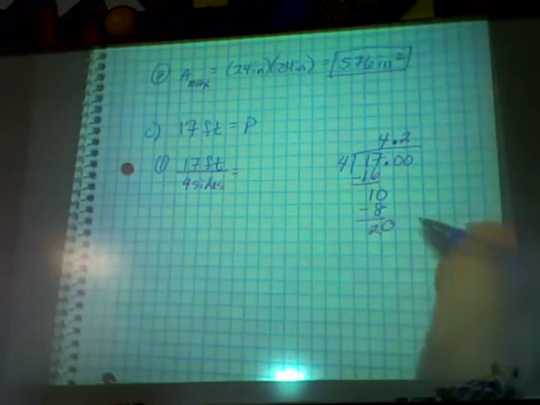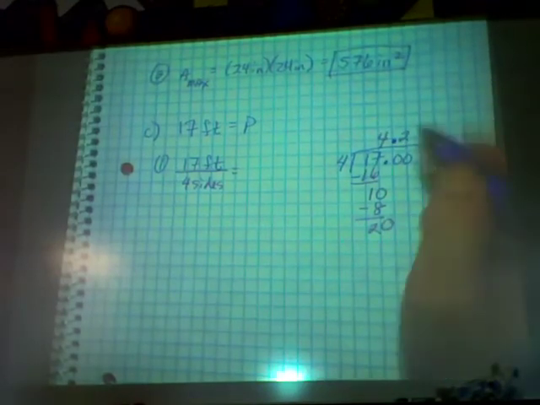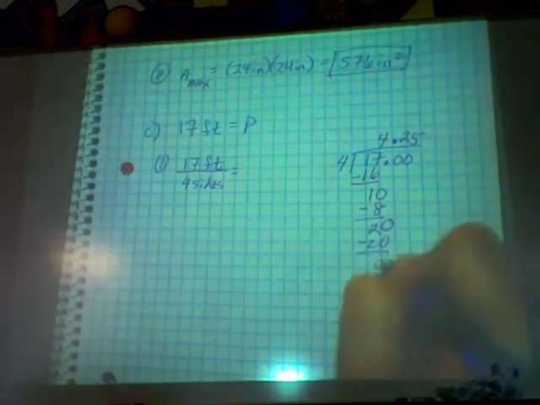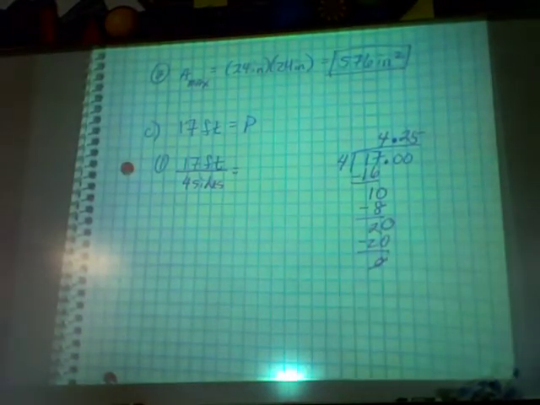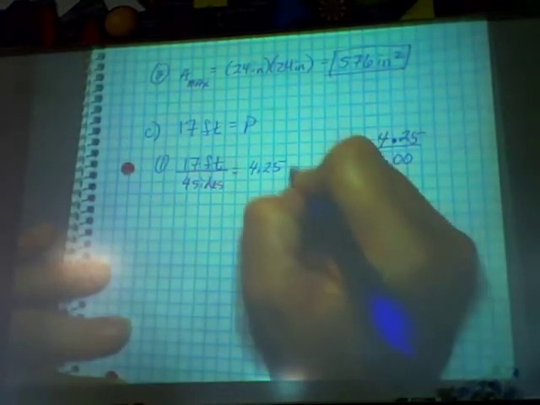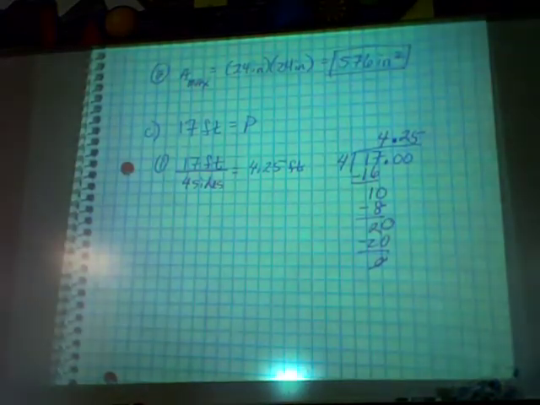Bring down the next 0. 4 goes into 20, how many times? 5. 4 times 5 is 20, and now I have no remainder, so I can stop. You have to keep going until you have no remainder. So I end up with this ugly decimal, 4.25 feet. Now here's the deal.